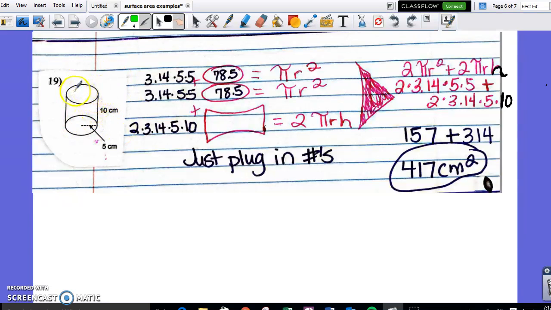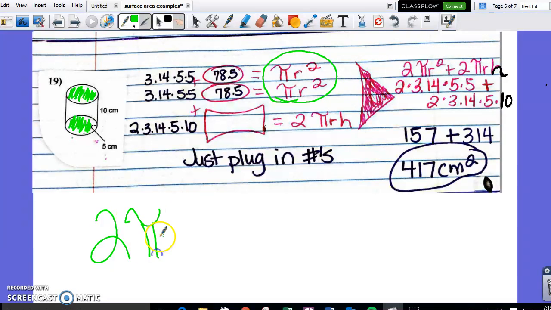Okay, now we're going to pretend as though this is solid. So the top and the bottom are both solid. In order to find a circle, again, my formula is pi r squared. You have a top and a bottom, which makes 2 of these. That is why the formula is this, 2 pi r squared. That is for the top and the bottom of the cylinder.